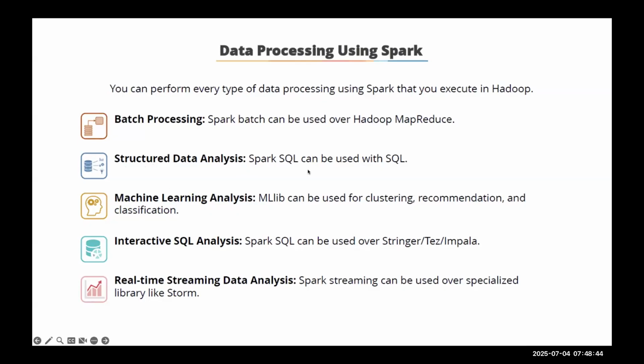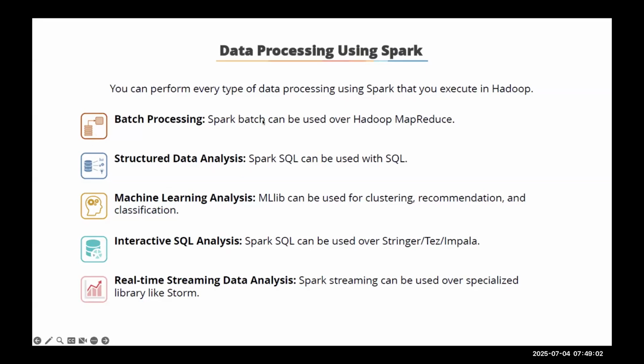Structured data analysis: you know about structured and unstructured data? Yeah, I have some idea. Okay, good. So just read about structured and unstructured data also.